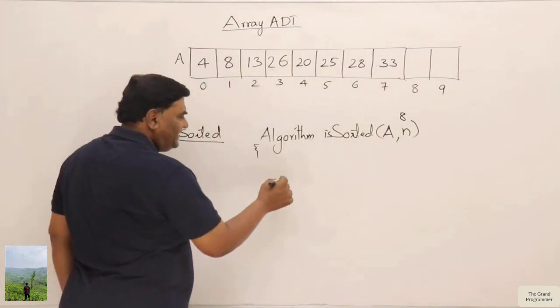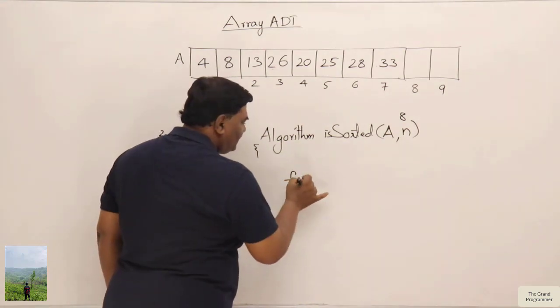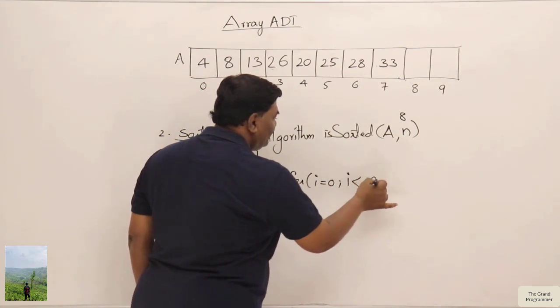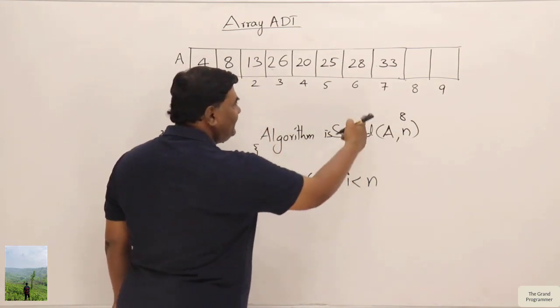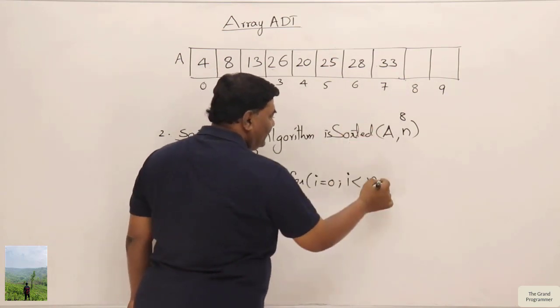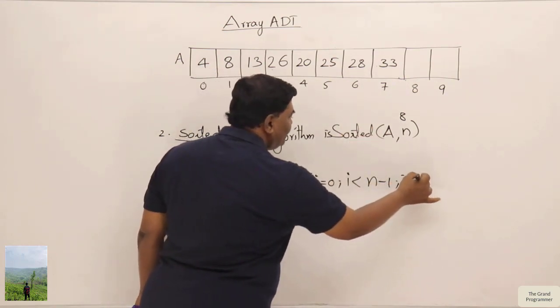So using a for loop, we can do this. For i takes values from 0, i is less than the number of elements. No, usually we reach till here when we say n, but we have to stop before that. So i less than n minus 1, i plus plus.